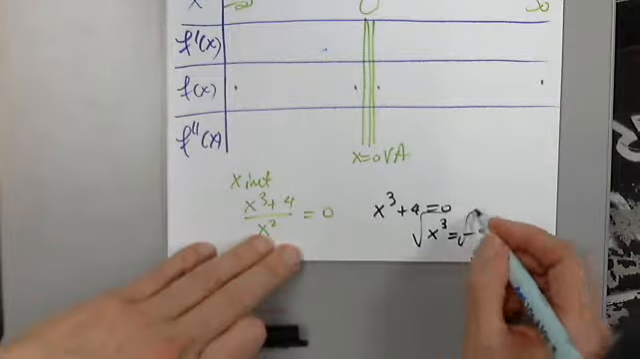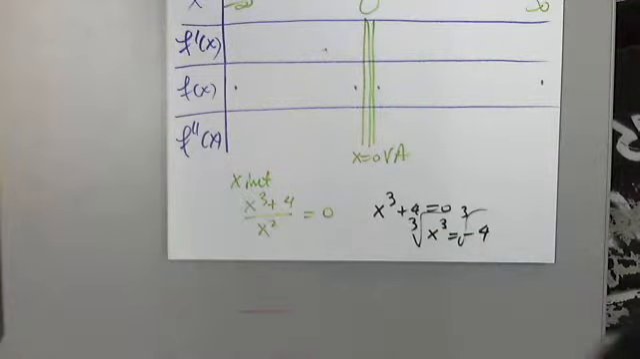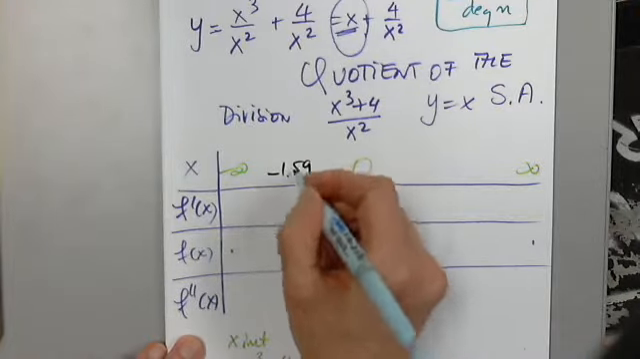So I take the cube root, and I will grab my calculator and take 4 to the power 1 over 3. I know it's going to be negative, so 4. What did you get? I got 1.59. So negative 1.59.